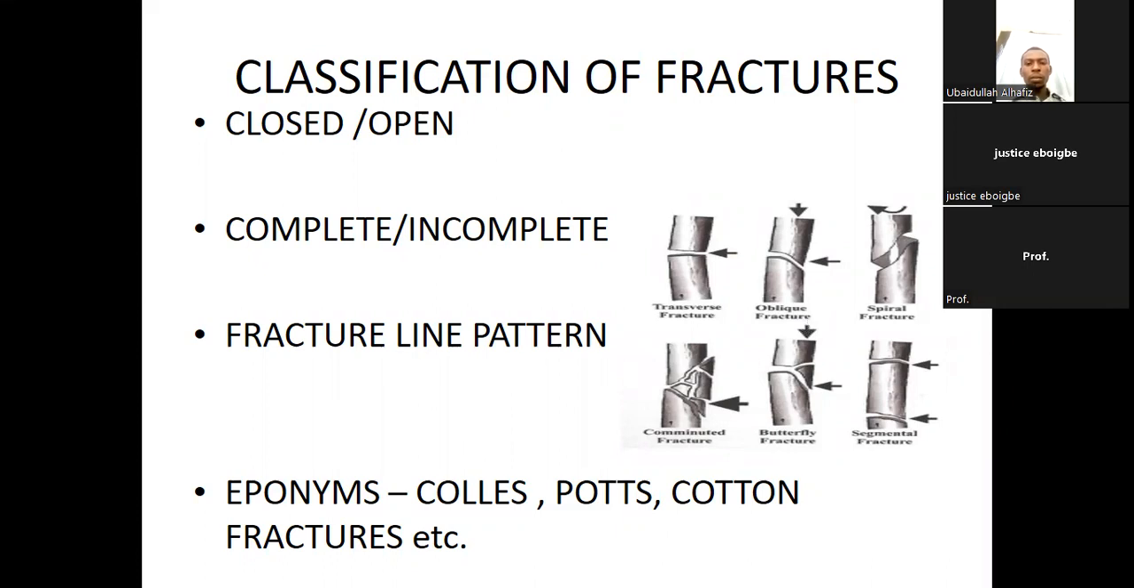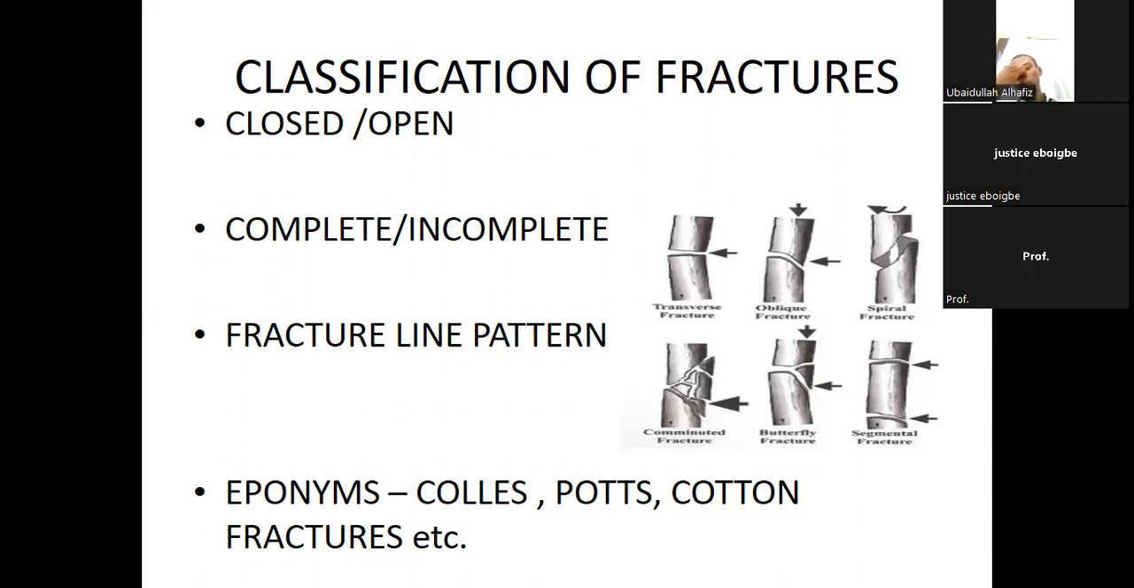Also, fracture can be classified based on whether it is a complete fracture or an incomplete fracture. There is a break in all the cortices through and through the bone, and the bone separates into two or more fragments. So once we have a complete discontinuity, we call it a complete fracture. But at times, only one side or only one cortex breaks. It may not go through and through.